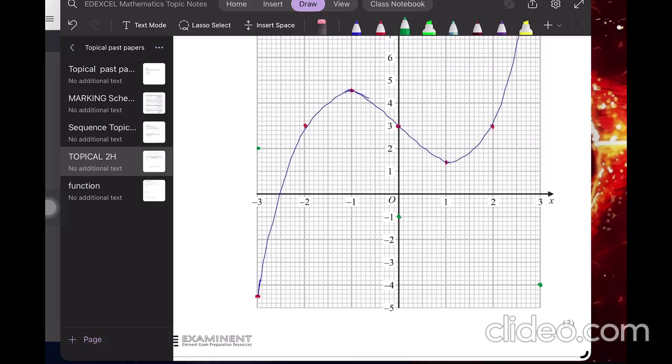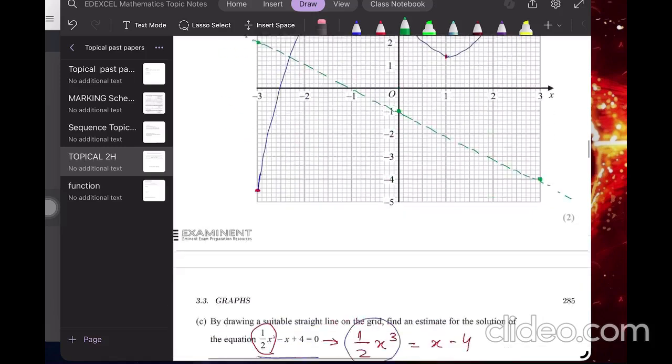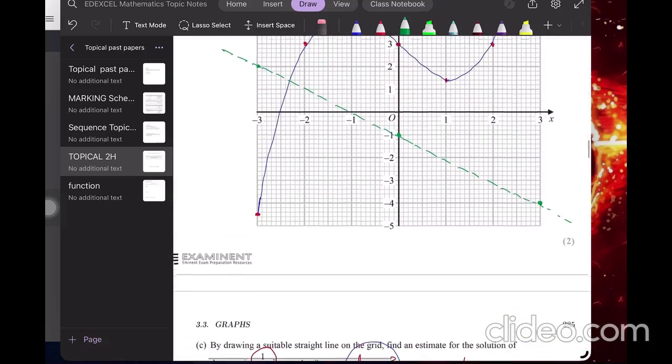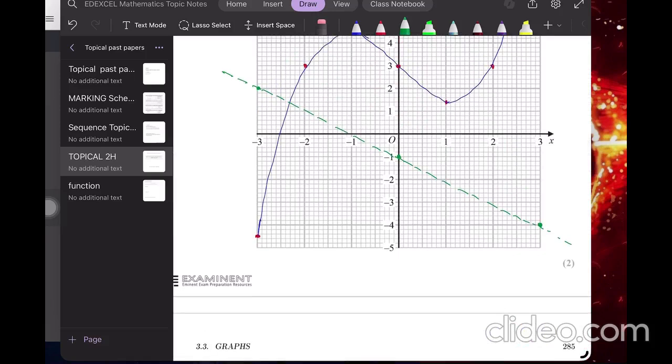By joining these points, for the start you can join them with dots like this, and then at the end you can join them with the scale in the form of a straight line. So this is the straight line we are getting, and the question says to find the solution. The solution is basically the point of intersection. So the point of intersection, if I see here, is this one.